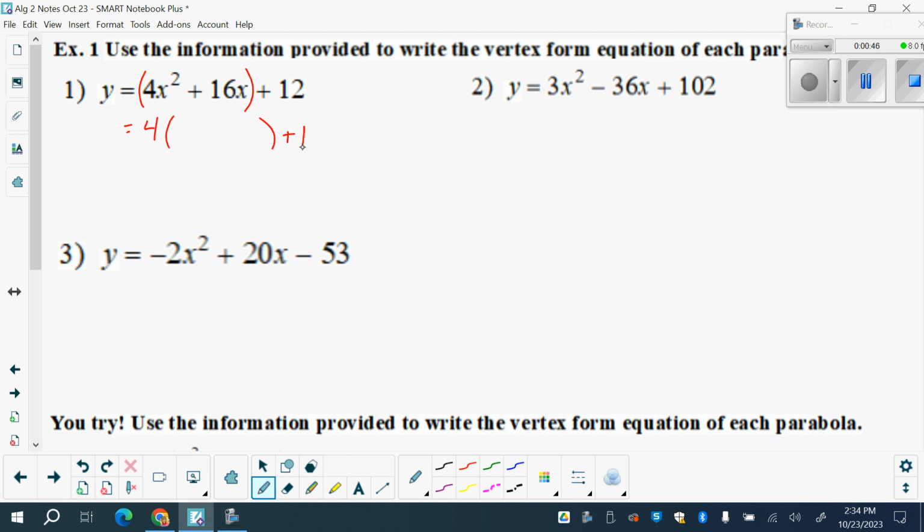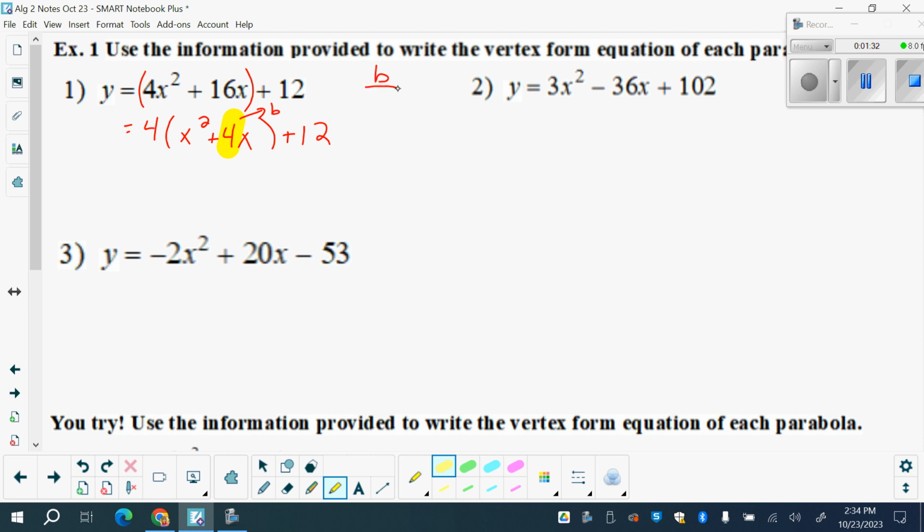So this would be 4 times what? So x squared, 4 times x squared is 4x squared, right? And then 4 times what is 16x? Plus 4x. And so now we're going to do our same idea as what we did before. So we're going to take our b is going to be this here. This is our b, not the original b, but this here will be your b.